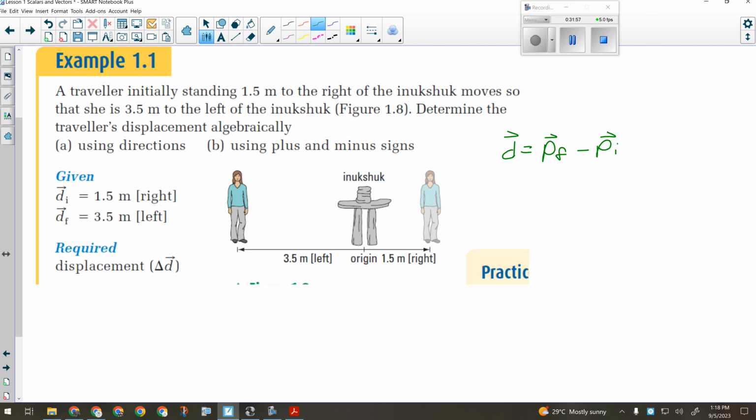What would their distance be? Five meters. That's how far they walked. Because they didn't change direction, they just walked in one straight line, their distance and their displacement are equal. They're only going to be different if you change direction. Now, if we do this algebraically, which is what the question asks us to do, my final position is 3.5 meters left. My initial position is 1.5 right. How do I represent left and right algebraically?